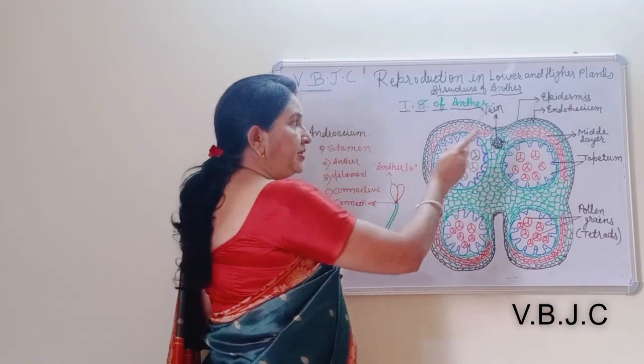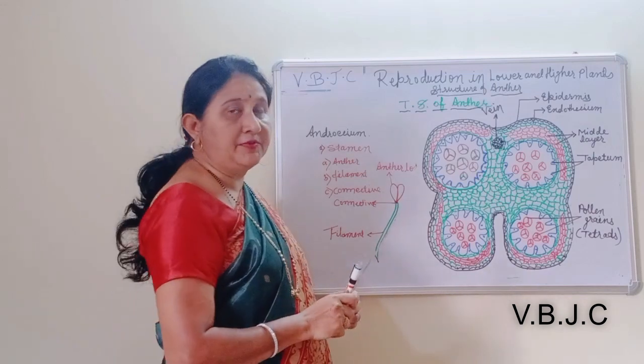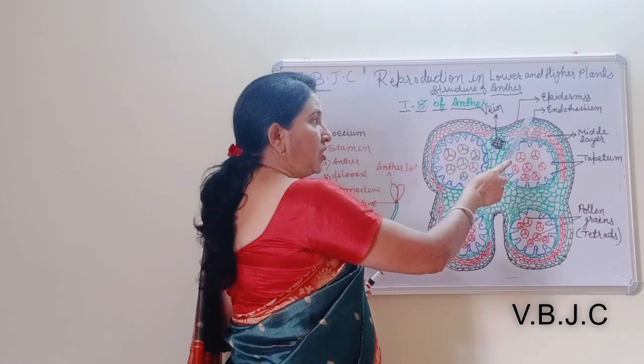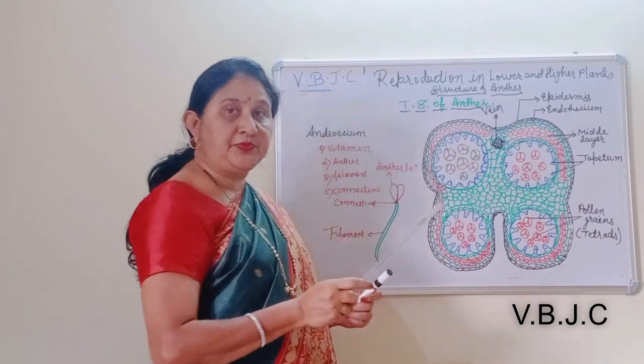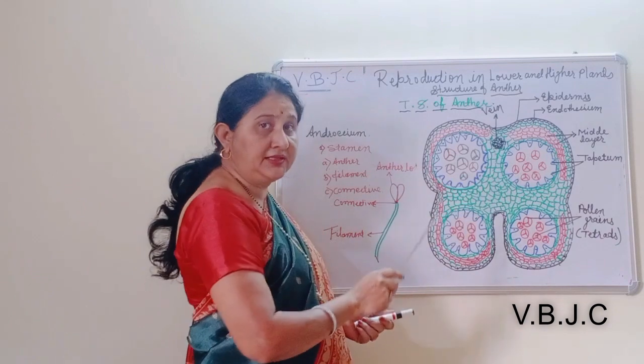This epidermis is made up of one layer of cells, and the cells are flattened and tabularly arranged. This epidermis is protective in nature. It protects the inner parts of this anther.